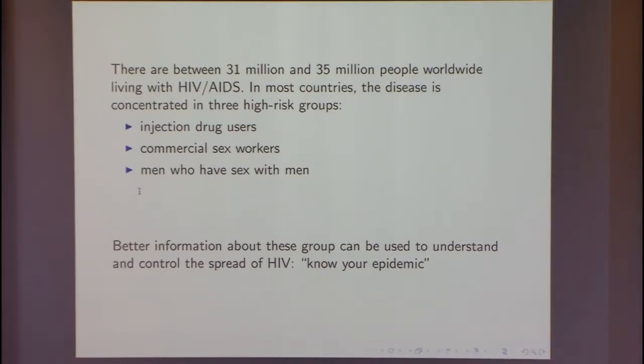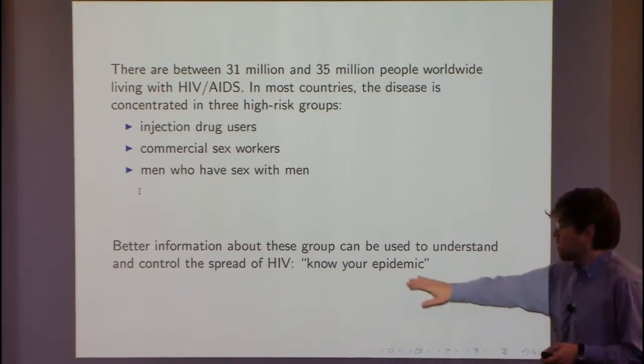For about 10 years now, I've been working on problems at the intersection of networks and statistics, motivated by this empirical problem. There are about 30 to 35 million people in the world who have HIV. In most countries, the people most at risk for the disease are in three risk groups: drug injectors, sex workers, and men who have sex with men. We'd like to know more about these groups so that we can understand how the disease spreads and so that we can effectively design interventions.